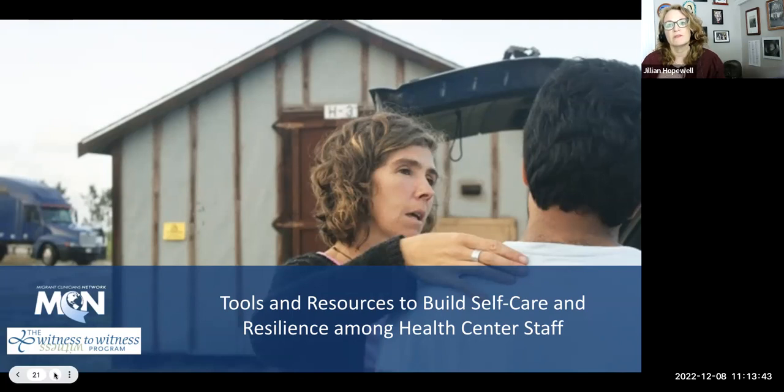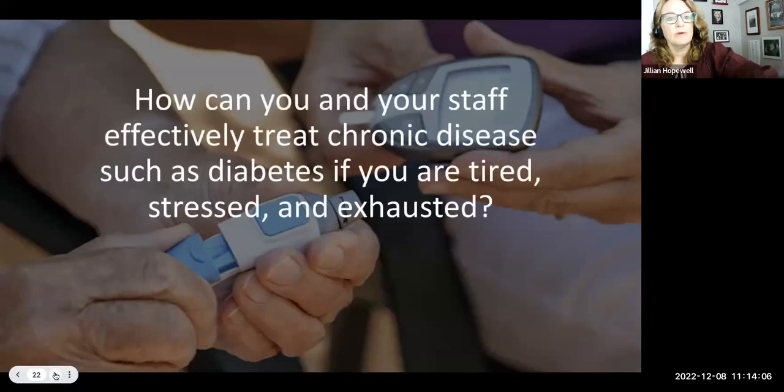So this is really a discussion of what is available to you as frontline providers, and as managers of frontline providers potentially, to think about what can happen to improve your own well-being as you move along. If you go to the next slide, I just want to talk about the fact that, if you're looking at something like the treatment of diabetes, which is what our task force is focused on, you really cannot effectively treat chronic disease if you yourself are tired, stressed, and exhausted, especially on a chronic basis.